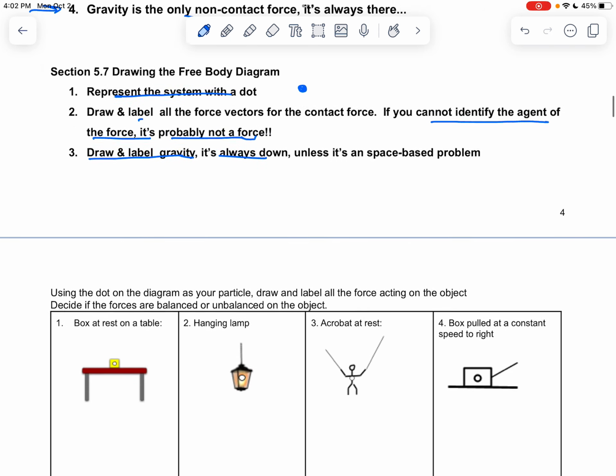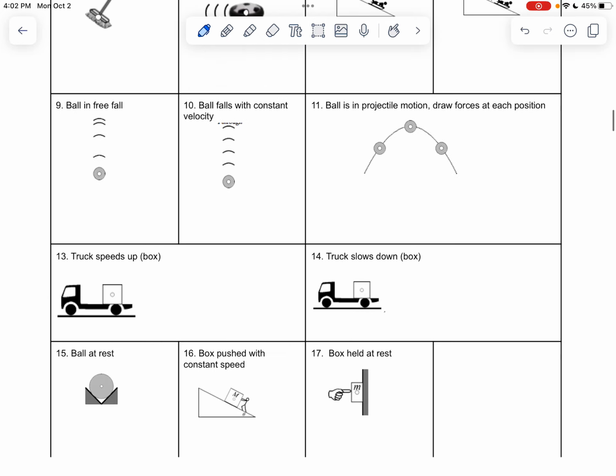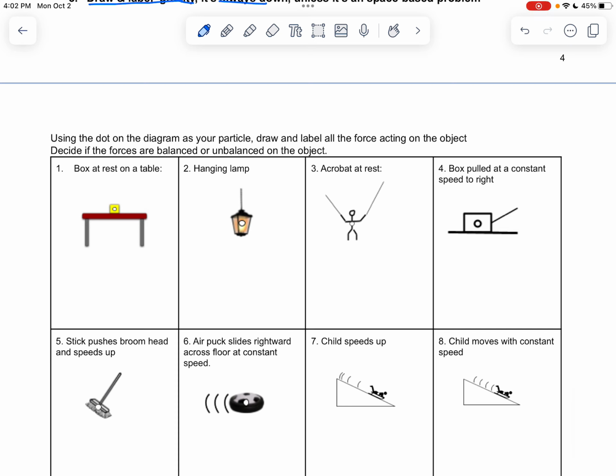All right, so what I'm asking you to do as your assignment is to fill in all of these force diagrams, and I'm going to do one as an example for you. So the box is at rest on the table. The box is going to be my system here. So I'm going to draw my dot here to represent my system. I have a surface acting upward. That is going to be due to the surface itself. That is a normal force.